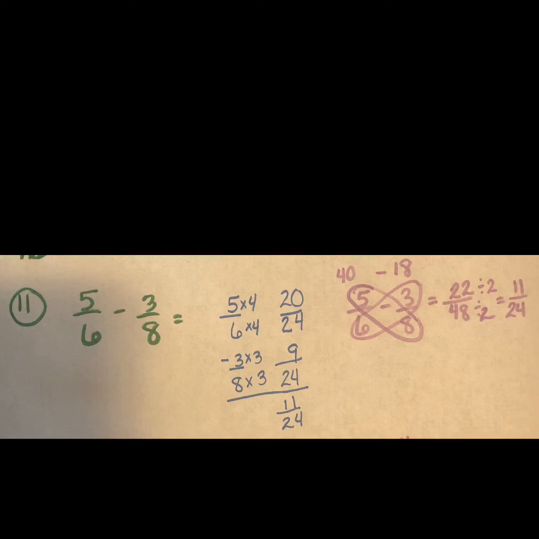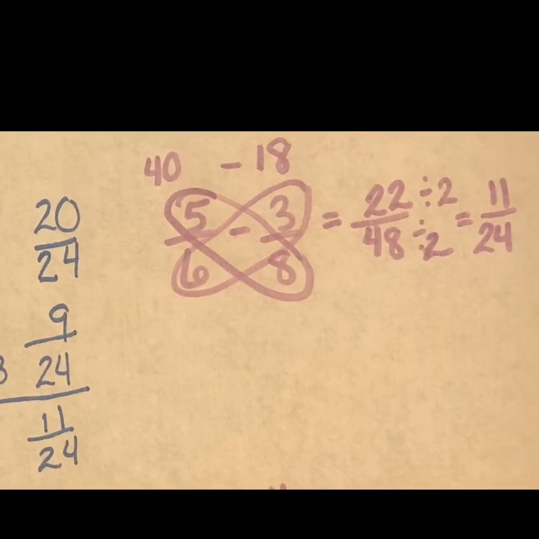On butterfly method, 8 times 5 is 40. 6 times 3 is 18. When you subtract, you get 22/48. That is not in simplest form. They have a common factor of 2. So divide top and bottom by 2, and you would get 11/24.